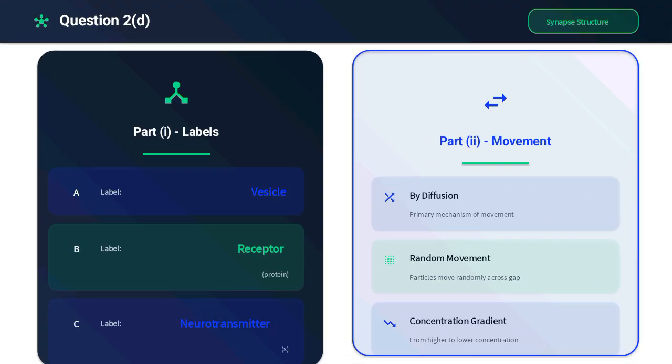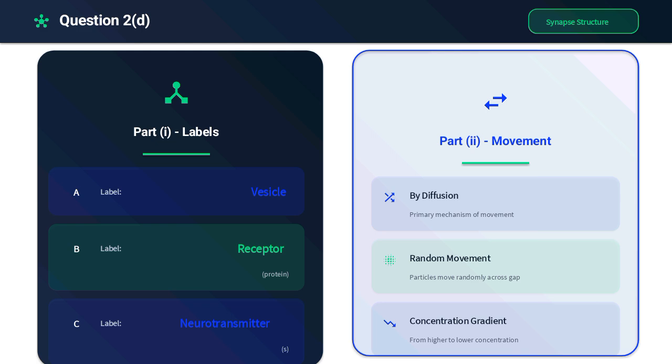Part D shows a diagram of a synapse between 2 neurons. Part 1 asks us to label A, B, and C. Looking at the diagram, A points to the small spheres containing chemicals. These are vesicles. B points to the receiving area on the second neuron. This is the receptor protein. C points to the chemical messengers being released. These are neurotransmitters.